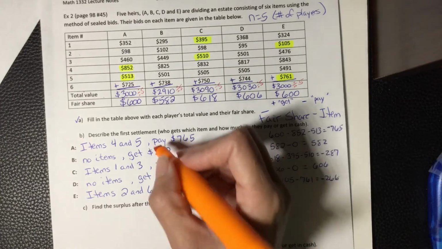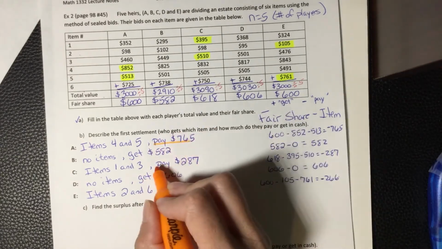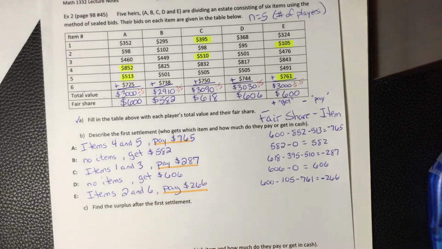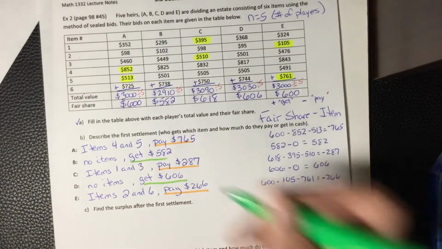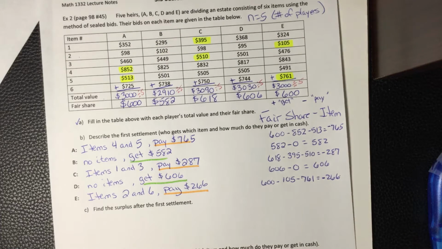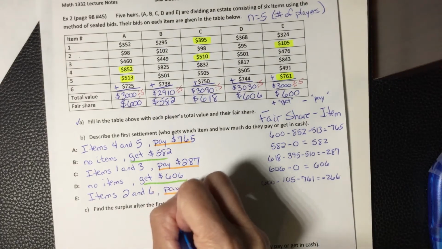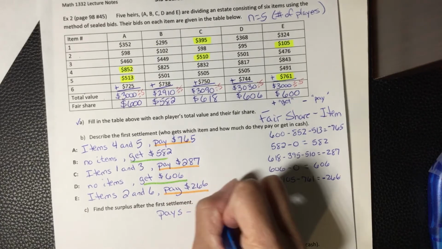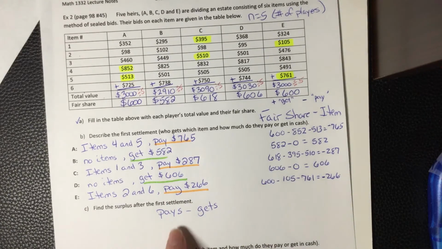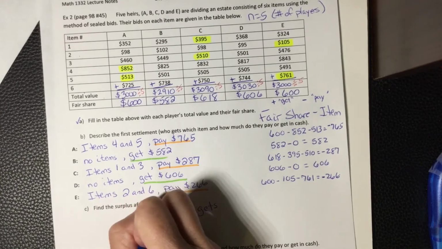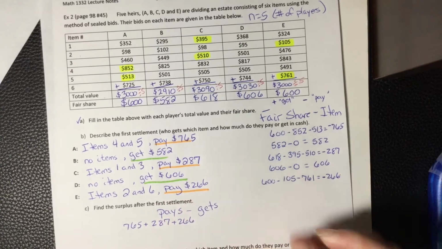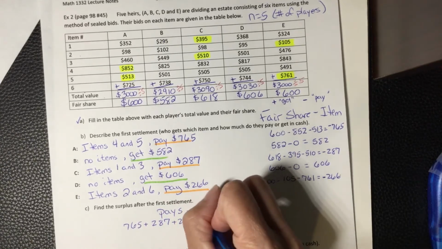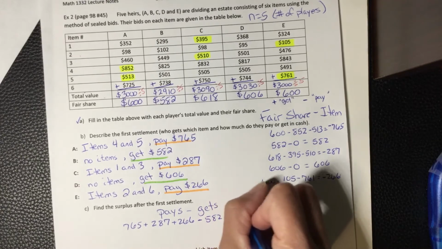All right, so let's take a look at this. We've got 3 that paid money in. So imagine that as a hat in the middle of the room, and everybody threw in that much money first, and then these guys come back and they take money back out. This is how I think of doing the surplus. So the surplus is always pays minus gets. So we paid in $765, $287, and $266. Then we're going to minus the gets, so we're going to minus $582 and minus $606.